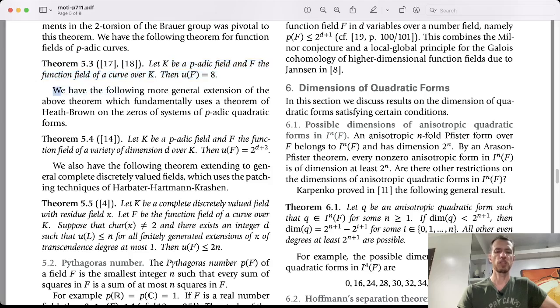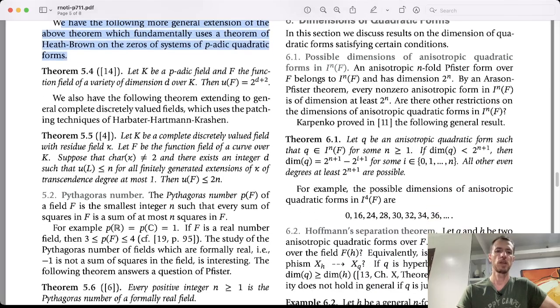We have the following more general extension of the above theorem, which fundamentally uses a theorem of Heath-Brown on the zeros of systems of p-adic quadratic forms. Theorem. Let K be a p-adic field and F the function field of a variety of dimension d over K, then the u-invariant of F is 2^(d+2).